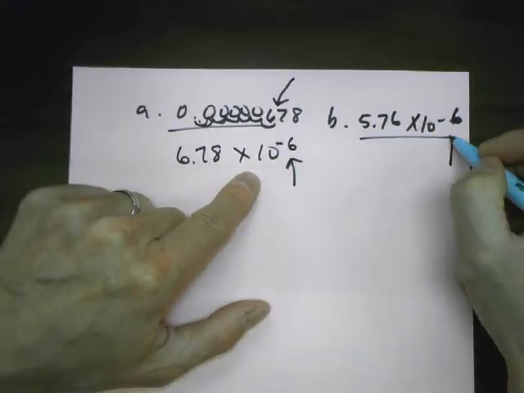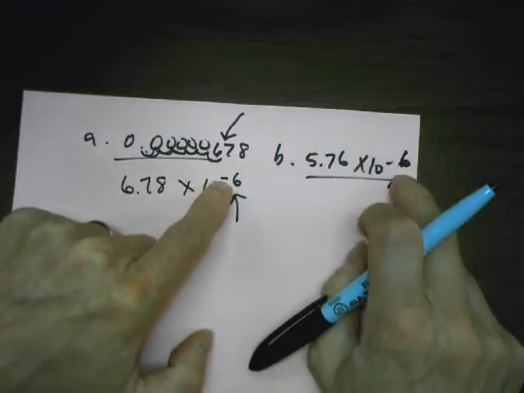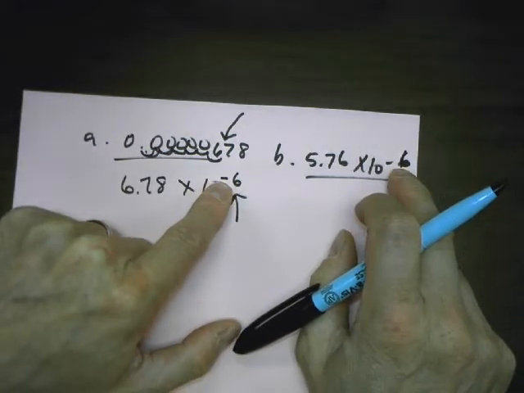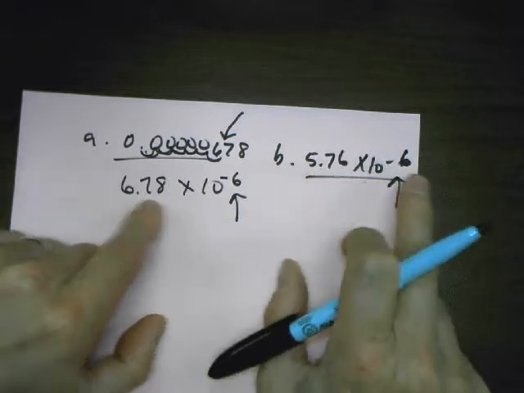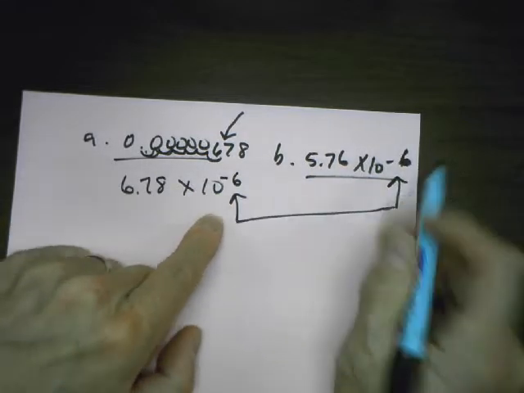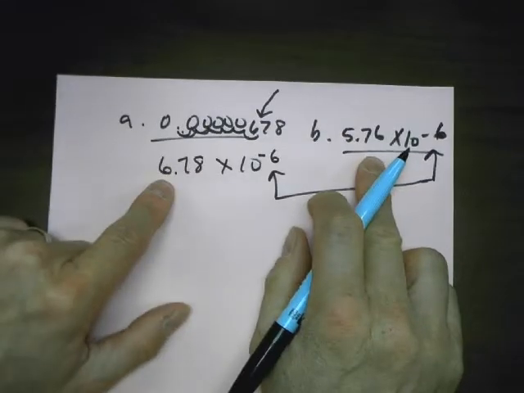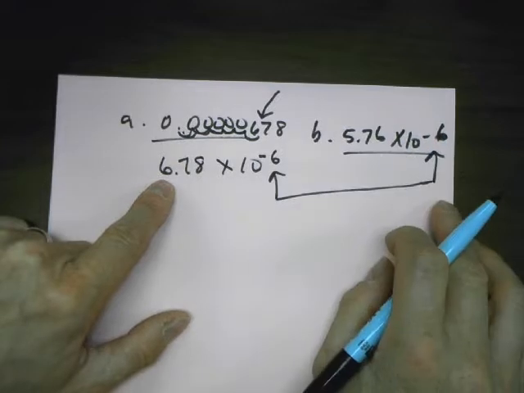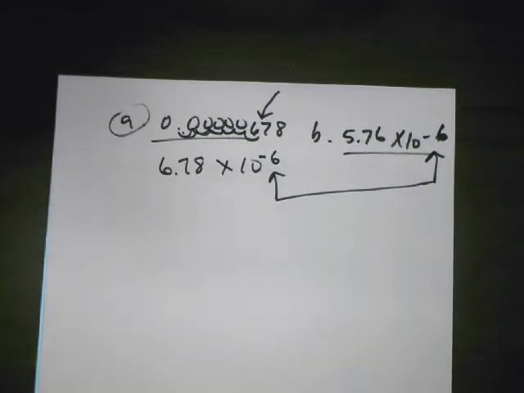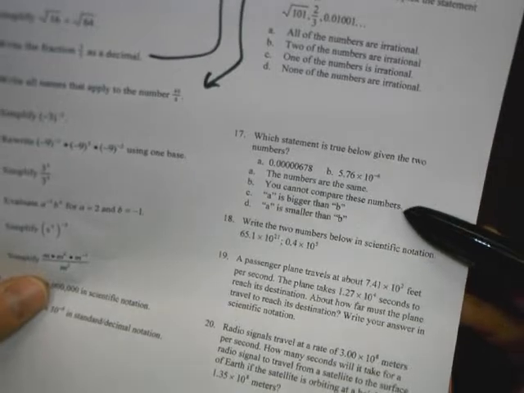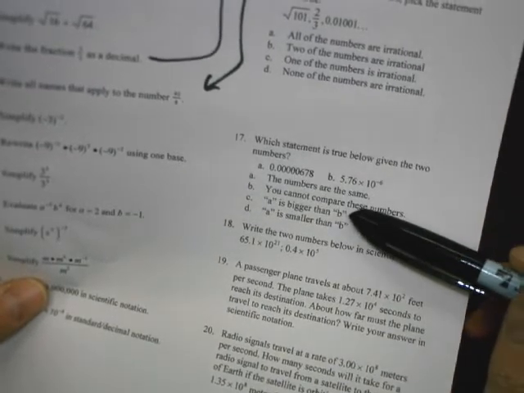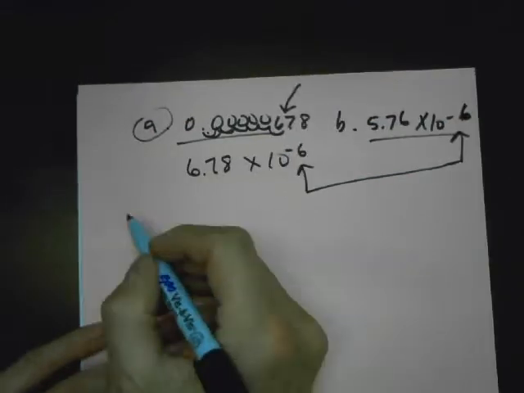It's all about the exponent. Whichever exponent is larger is automatically a larger number, regardless what the coefficient says. But in this case, the exponents are the same, aren't they? So now I look at my coefficient. 6 and 7/800ths is obviously more than 5 and 76/100ths. So A is larger. So my answer for that one, the numbers are the same? Nope. You cannot compare it? That's not true. A is bigger? Yes. A is smaller? No. So the answer for 17 has to be C.